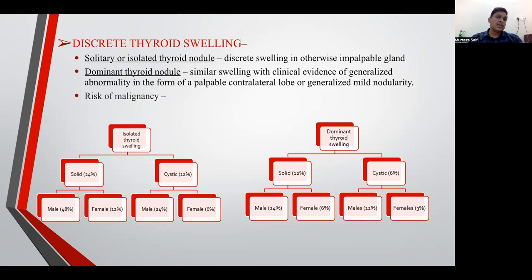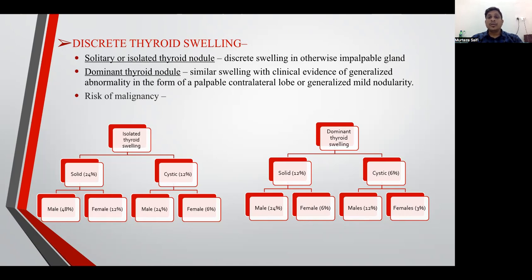Risk of malignancy in isolated thyroid swelling, which is solid 24% and cystic 12%. In male it is 48%, in female it is 12% as far as solid is concerned, and in male it is 24% and female 6% as far as cystic is concerned. This is isolated thyroid swelling.